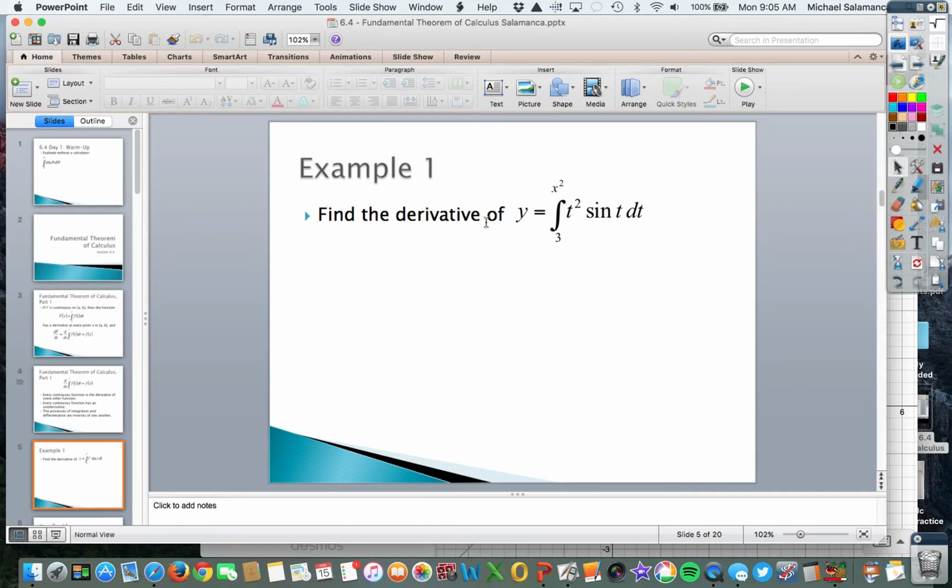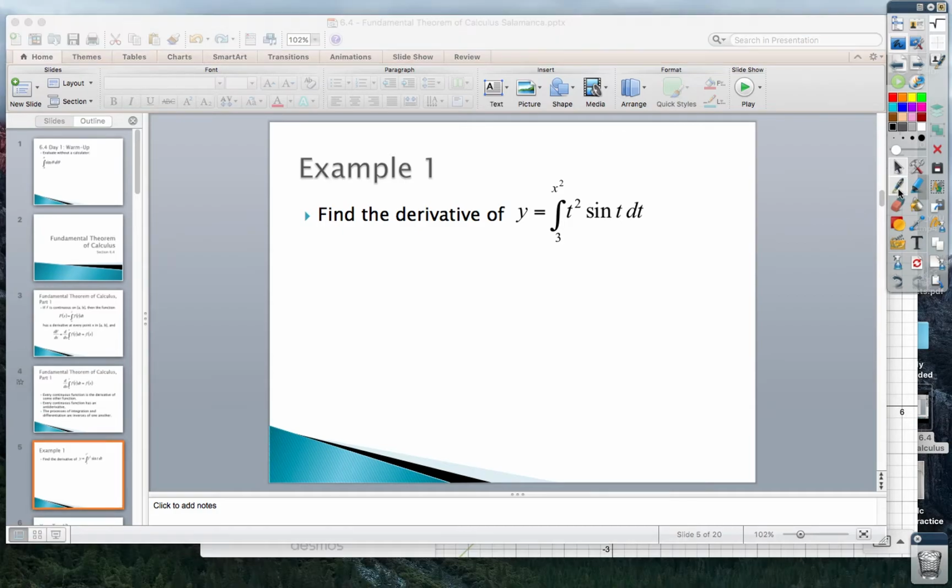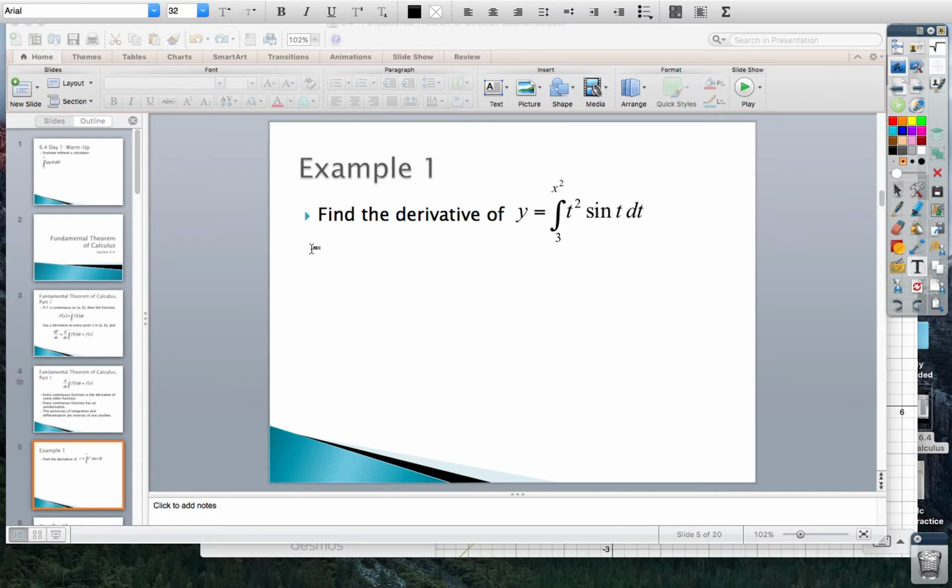Here we're going to find the derivative of y equal to the integral from 3 to x squared of t squared sine t dt. Remember, this is where the fundamental theorem of calculus comes into play. All we're doing here is substituting these values in. It says we're finding the derivative, so we're taking t squared sine t dt and substituting those values in. We replace t with x squared, and that was already squared, so it's x squared squared, sine of x squared.